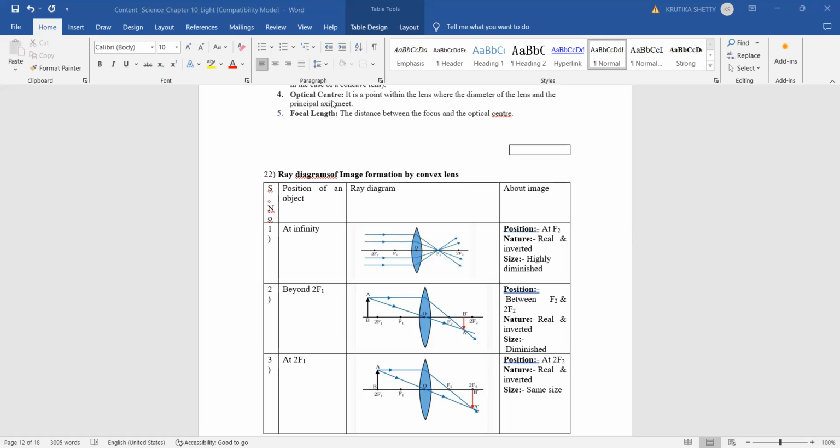Today I will be taking the class. Ma'am is not there, so I will be taking it. Okay, sir. So I will be continuing with that light topic. I think ma'am had completed up till the definitions related to lenses.